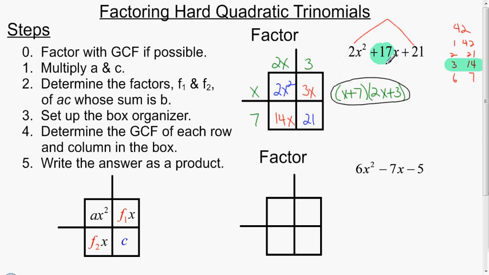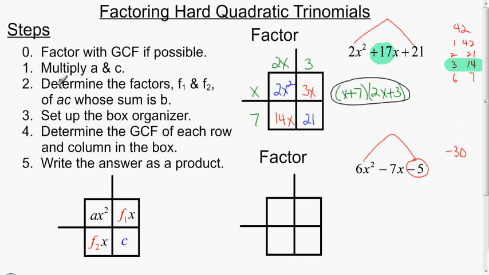Okay, I'll just do another example for you here. It's a little bit of a long process, so multiple examples will probably be a help to you. So factor with GCF if possible in this expression, 6x squared minus 7x minus 5. Well, the GCF is 1 of all 3 of these terms, so I don't really need to factor out a GCF. Then it says multiply a and c. Well, in this case, it's 6 and negative 5. Be very careful making sure you get the sign. So it's going to give me negative 30.